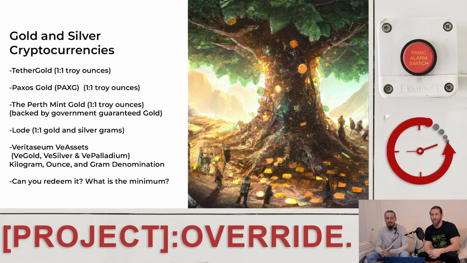But it goes to show about Tether. Paxos I have no experience with, but both Tether, Paxos, and Perth Mint, their one token represents 1 troy ounce. And then there's Lode. I believe their website is lode.one. And so they're 1-to-1 gold and silver grams. And they do have another type of token as well. But all of these, I believe, even Veritaseum, so their gold is in a vault, verified in a vault, audited, of course, and then there's an insurance policy. So that's also very important.